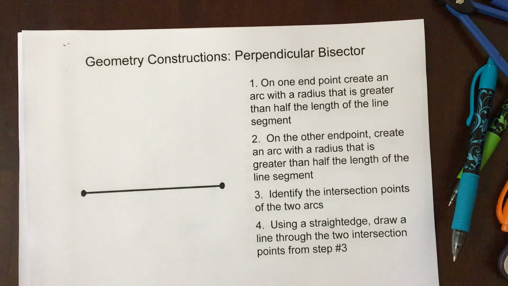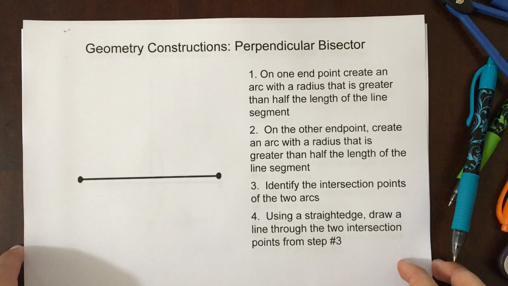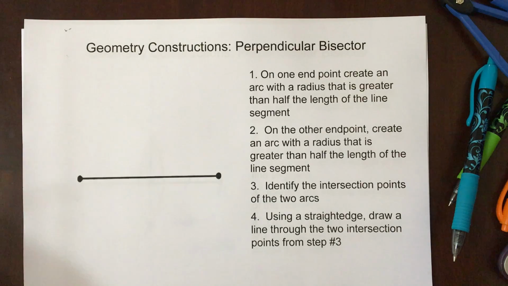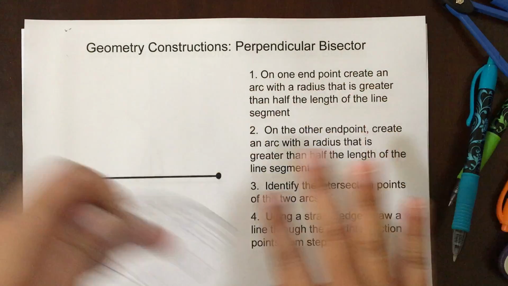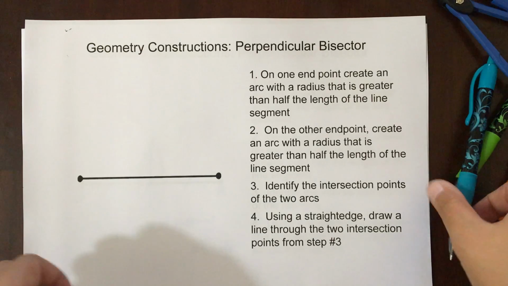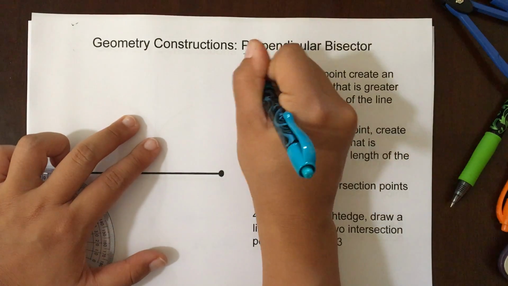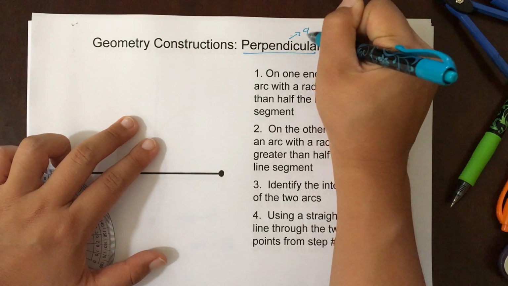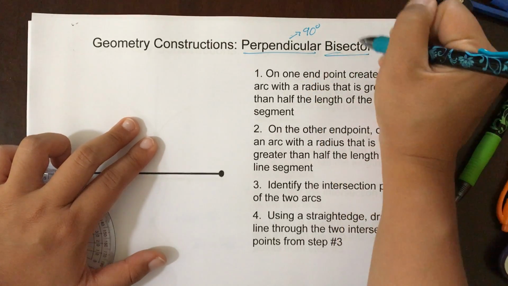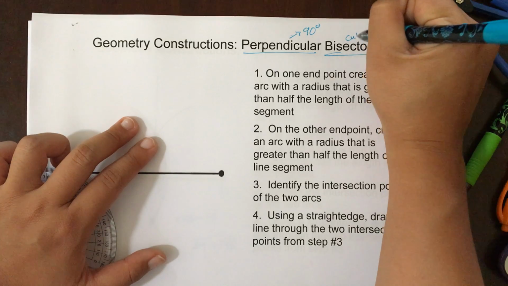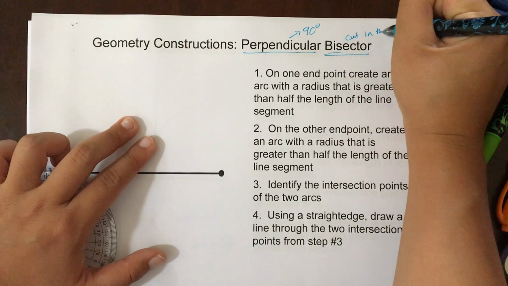Hello, this is another geometry construction. This should either go in your notebook or in the constructions part of your notebook, however you're organizing it. Today, we're going to construct a perpendicular bisector. If I were to annotate this, perpendicular would be 90 degrees, and bisector would mean it cuts in two equal parts.